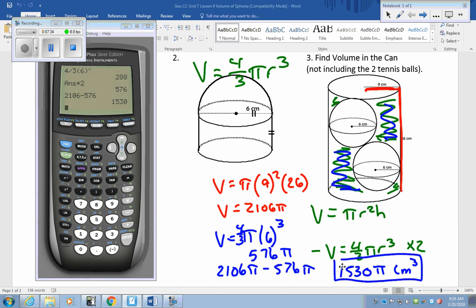So a little difference between 2 and 3, because 3 is asking for remaining space, so we have to subtract. But 2 has two different shapes, and like we did before with area, if you have two different shapes, you want to make sure you add those areas or volumes together at the end to get the total.